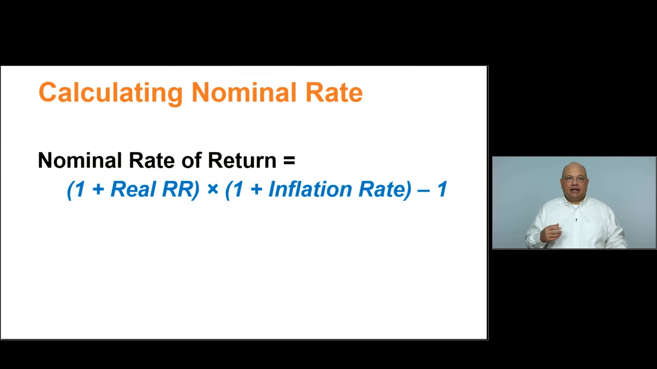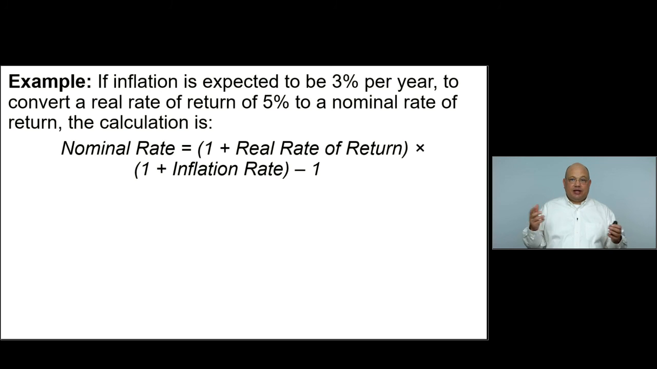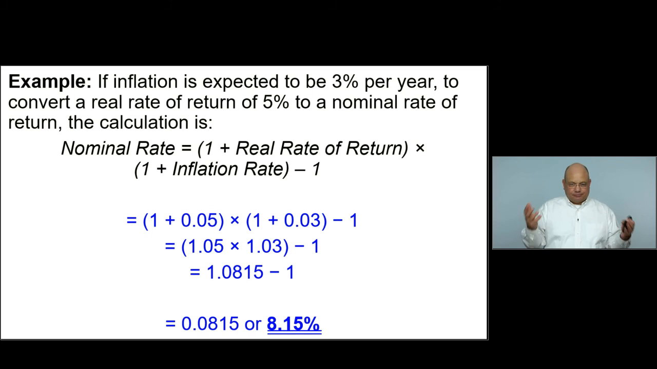Now, the next one that we need to look at is calculating the nominal rate. The nominal rate of return is 1 plus the real rate of return multiplied by 1 plus the inflation rate, minus 1. And so let's go through an example with this. If inflation is expected to be 3% per year, to convert a real rate of return of 5% to a nominal rate of return, we've got our formula, 1 plus the real rate of return times 1 plus the inflation rate minus 1. We do that math, 1.05 times 1.03, 8.15%. So the real rate was 5%, inflation is 3%, the nominal rate is 8.15%.